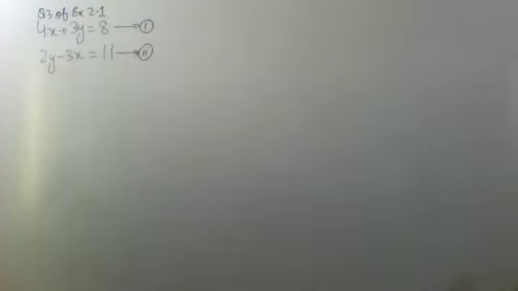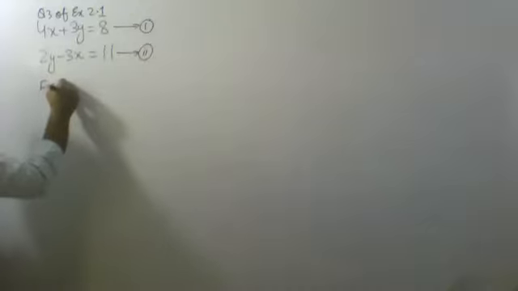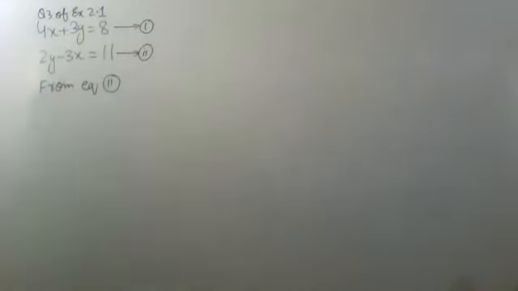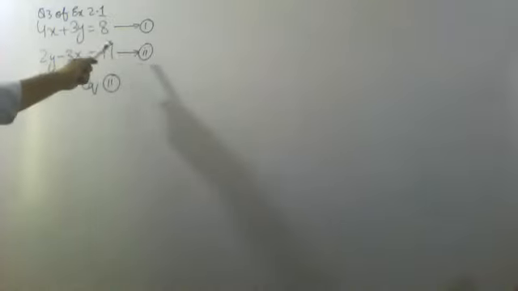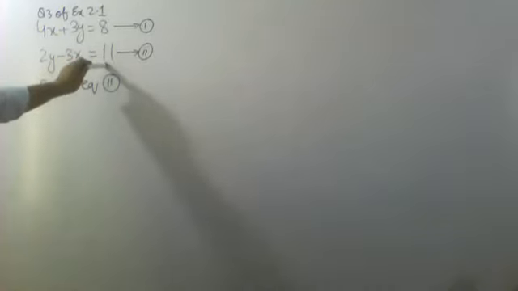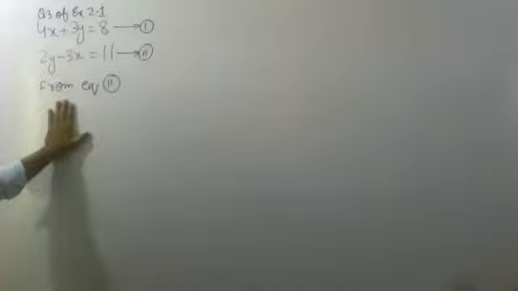Okay, so from equation number 2, my equation is 4x plus 3y equals to 8, 2y minus 3x equals to 11. I am starting from equation number 2.